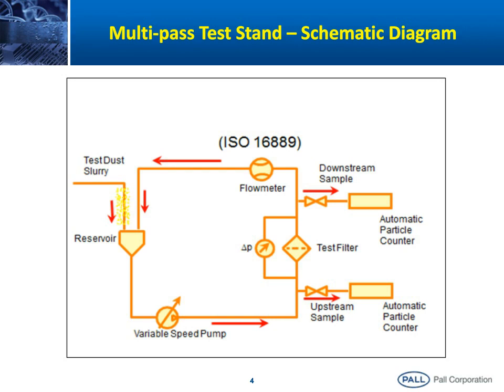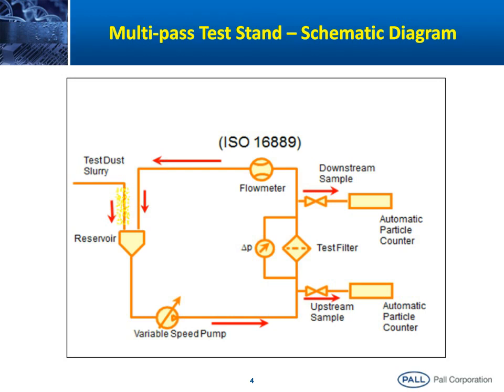The oil samples taken up and downstream of the test filter are counted by online light scattering type particle counters throughout the test at set intervals, usually every 60 seconds. The counts are then used to calculate the removal efficiency for each sample that was taken and to calculate the average removal efficiency at the end of the test. This is a simple explanation of the test. There are many other details that are outlined in the ISO 16889 document. Next, I'll show the multi-pass test data.